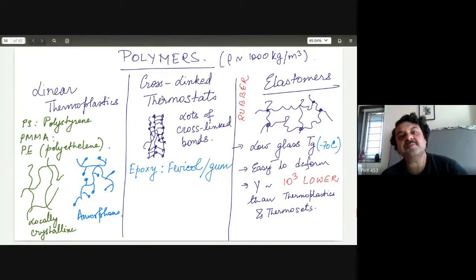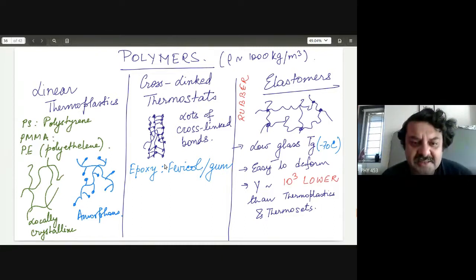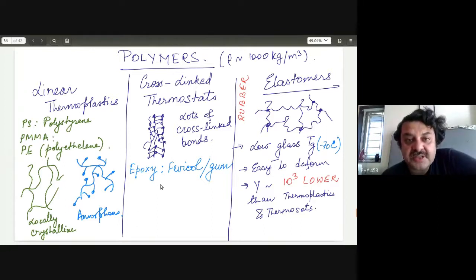The other kind of material is the so-called very highly cross-linked thermosets. They are typically polymeric materials, and they have tons and tons of crosslinks. I mean, every second, third, fourth, fifth monomer has a cross link, and these are the things that Fevicol and gum are made up of. So when you expose them to air, a large number of crosslinks develop, which makes them very hard. So these are epoxy and crosslinked thermosets.